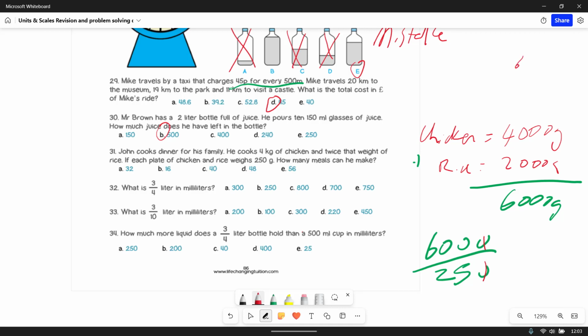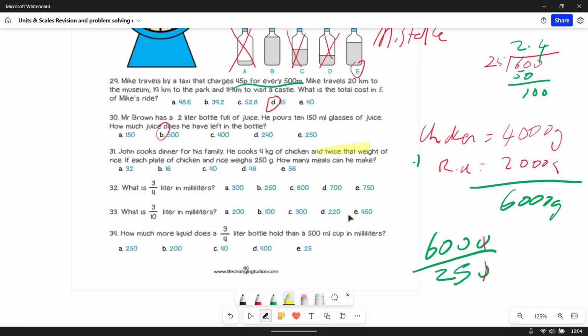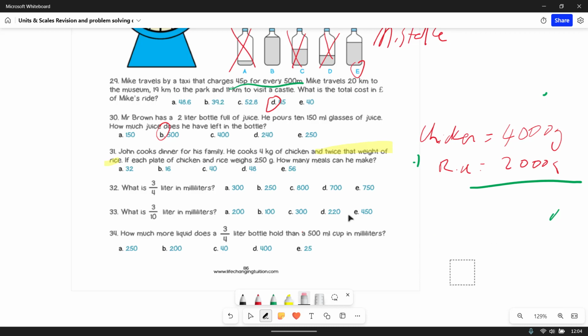So let's do that here. 600 divided by 25. 2 times 25 is 50. So you go 2 here, 50, remainder 10. Okay, for decimal point, 100. So that's 2.4. How many meals can you make? Maybe I read the question wrong. So let's go back here. It says twice the weight. So you keep 4 kilograms of chicken and twice that weight of rice. So twice, it's not 2,000, it should be 8,000, sorry.